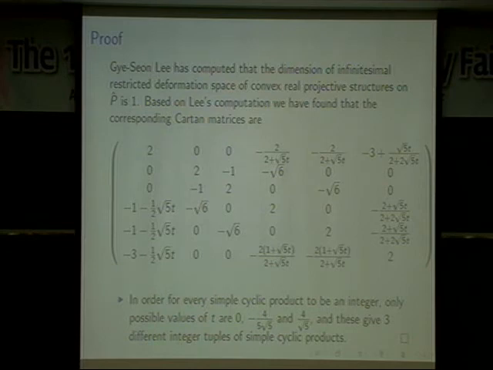And we tried to find the integer simple square products, and we found that there are only 3 of them, shown here. So the only possible values of T are 0, minus 4 over 5 root 5, and 4 over root 5. This gives 3 different integer tuples of simple square products.